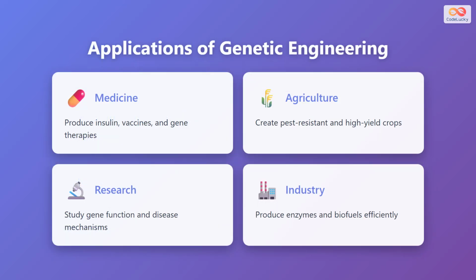Genetic engineering has wide-ranging applications across multiple fields. In medicine, it's used to produce life-saving drugs like insulin and to develop vaccines and gene therapies for treating diseases. In agriculture, scientists create crops that resist pests and produce higher yields, helping to address food security. Research laboratories use genetic engineering to study how genes function and to understand disease mechanisms. In industry, engineered organisms produce useful enzymes and biofuels more efficiently than traditional methods, offering sustainable alternatives to conventional production.